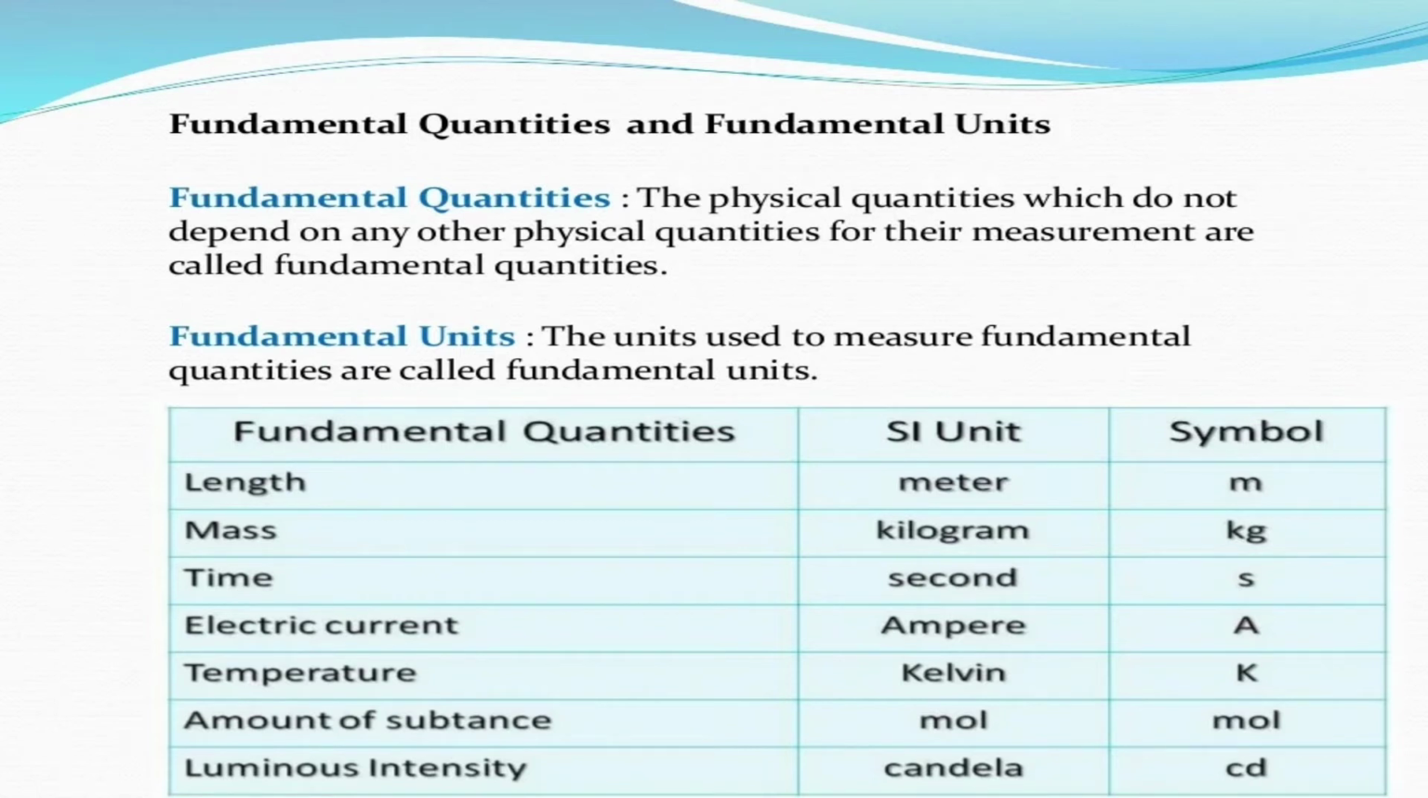For length, the unit is meter and it is represented by the symbol m. For mass, the SI unit is kilogram and the symbol is kg. For time, the unit is second and it is represented by small letter s. For electric current, the SI unit is ampere and the symbol is capital A.